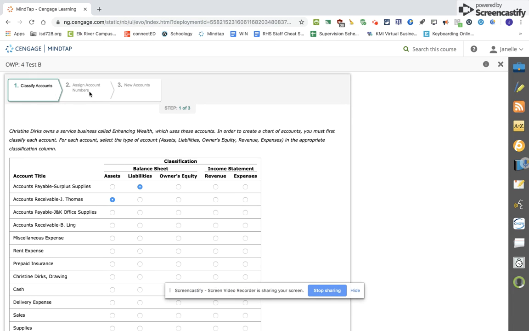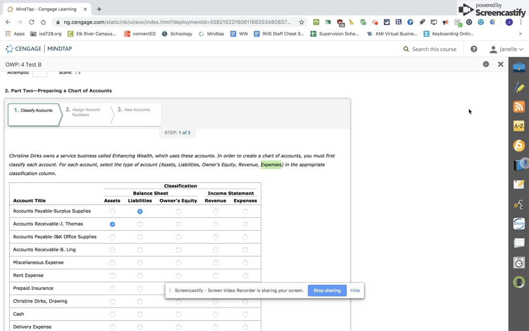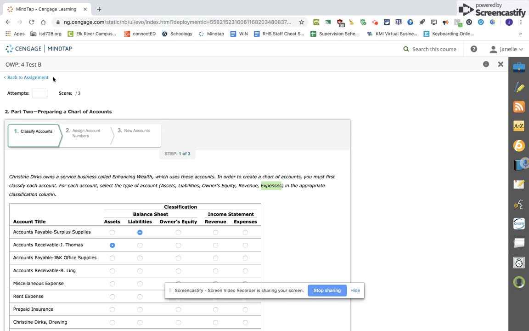After that, you're going to assign numbers to it. So that's where it'd be beneficial to have each of the assigned account numbers. So for assets, it's the 100s. For liabilities, the 200s. Owner's equity, the 300s. Revenue, 400s. And expenses are the 500s. And then we're also going to add in new accounts. So that is one section.